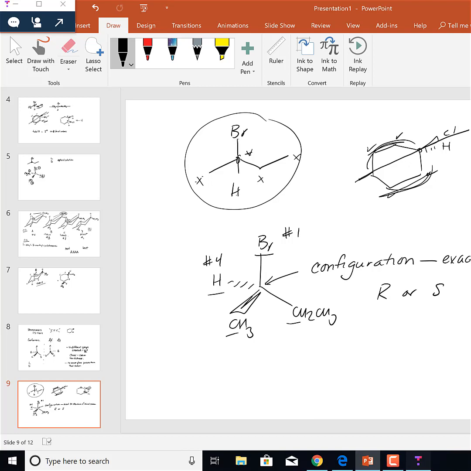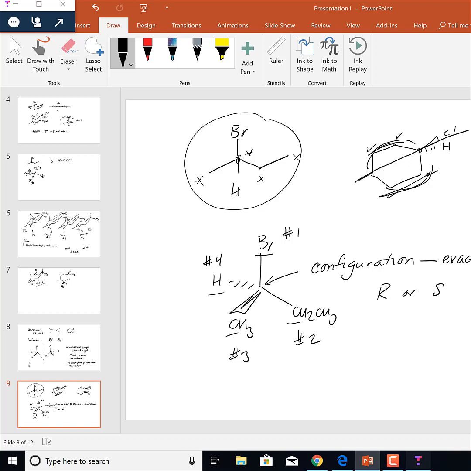Methyl or ethyl? Ethyl number 2 and methyl number 3. Okay. That's step 1. So you need to know your Cahn-Ingold-Prelog sequence rules.